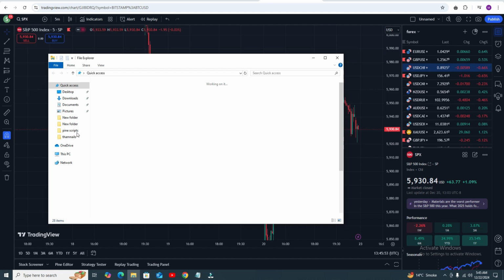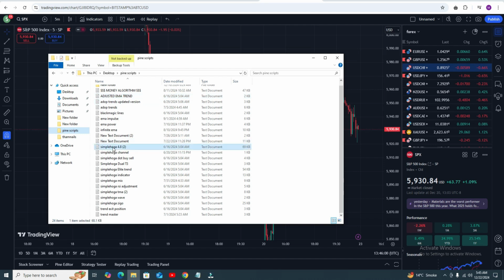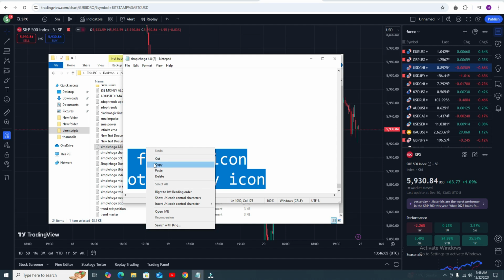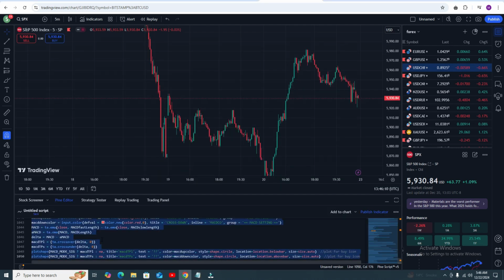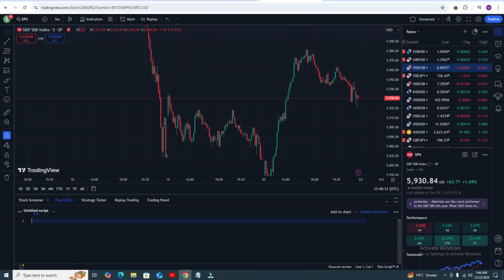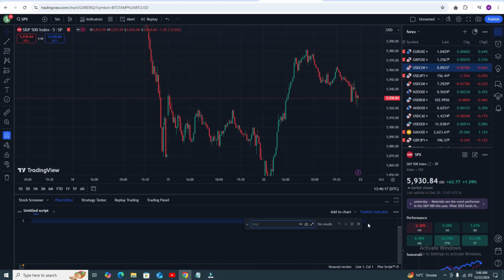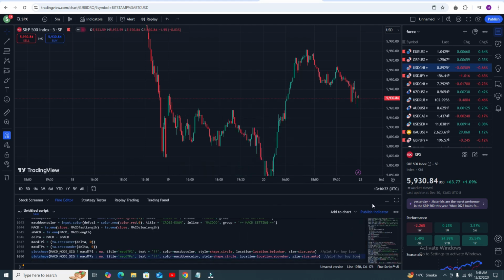Here you can see these are my Pine Scripts. First you need to add this indicator: Control A, Control C, that means copy all the code. Then click on Pine Editor, Control A, that means clear all the code, there should be no code. Okay, then paste my code, and then click on add to chart.